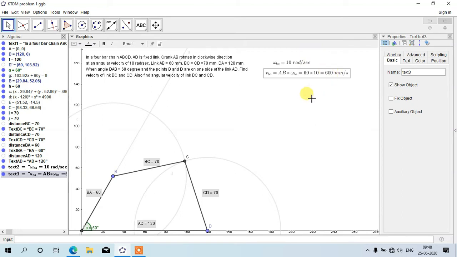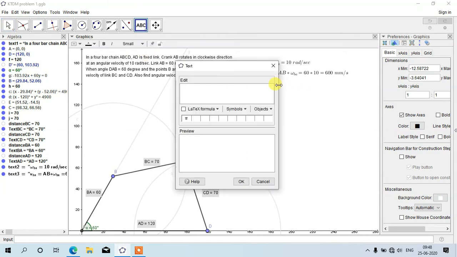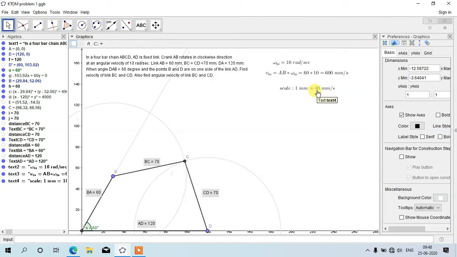Now I am required to draw this 600 mm per second on this page. So how can I do this? We have to assume an appropriate scale for that. So let's assume a scale. I am assuming that on my paper 1 mm of distance will be equivalent to 10 mm per second of velocity. Okay, so I have assumed this scale.